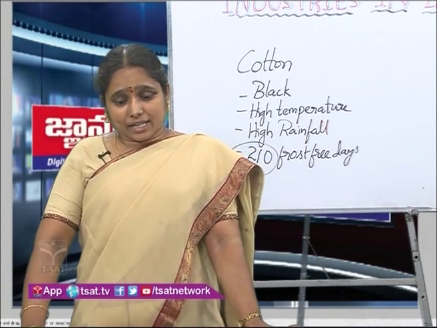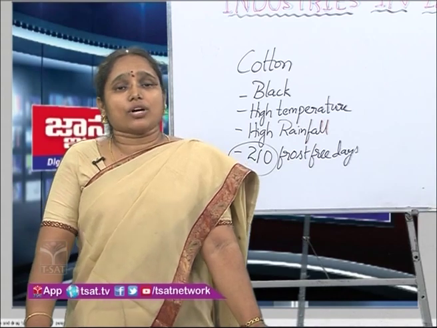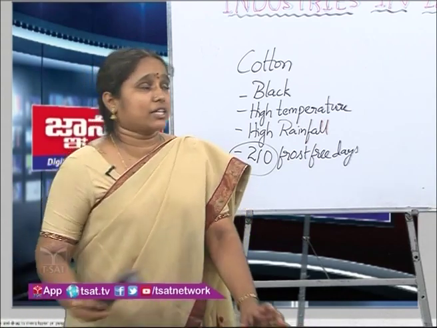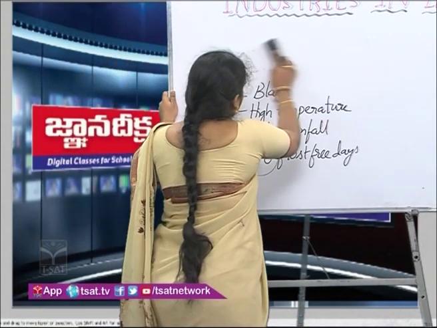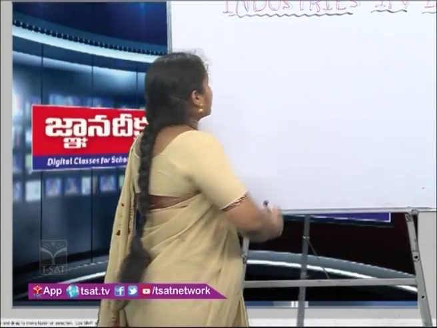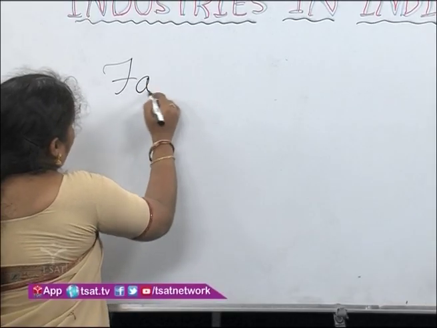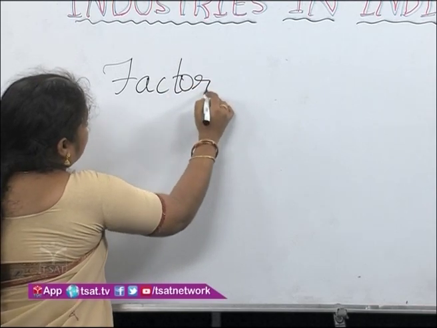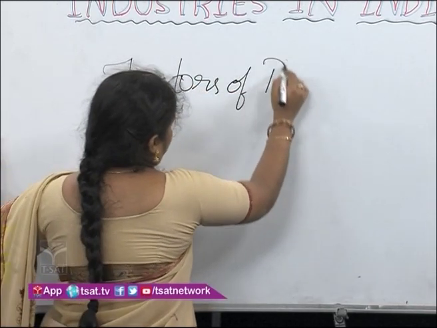So for any industry, to establish any industry, what are the requirements? What are the things with which we can establish an industry, or what are the things without which we cannot establish an industry? Those things are called factors of production. What do we call them? Factors of production.